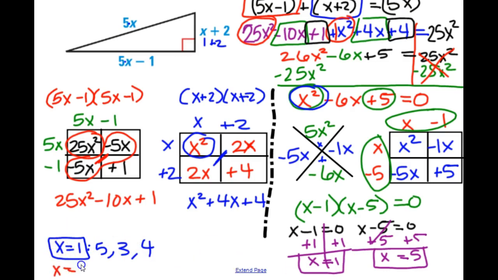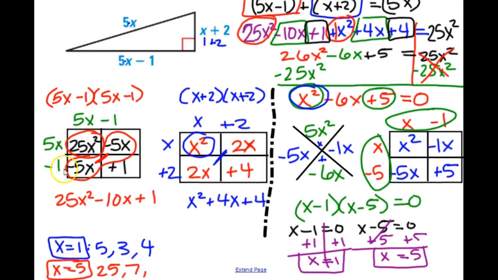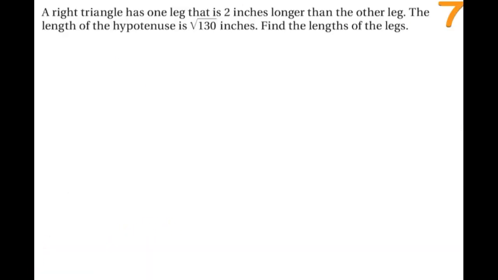If we plugged in a 5, what would our side lengths be? Well, 5 times 5 is 25. 5 plus 2 is 7. And then 5 times 5 is 25 minus 1 is 24. So there are actually two correct answers here. You would need to list out both. Sometimes if you got a negative side length, you could ignore that whole answer because you can't have negative sides.